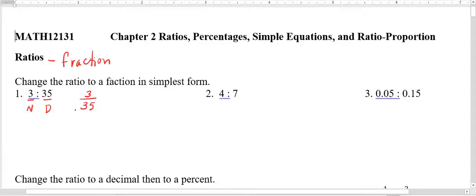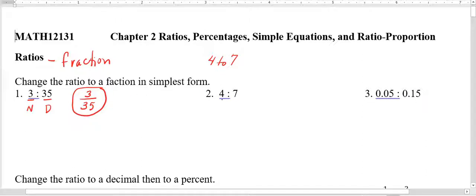And then you always look to see if you can cancel. Does anything go into 3 and into 35? And no, it doesn't. So that is my answer. So let's look at 4 and 7, 4 to 7. Sometimes you will look at a ratio and have the colon. Sometimes it will say, in this case, like 4 to 7. But it's the same thing.